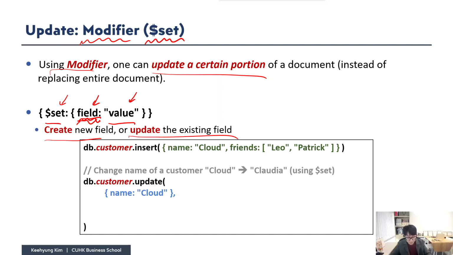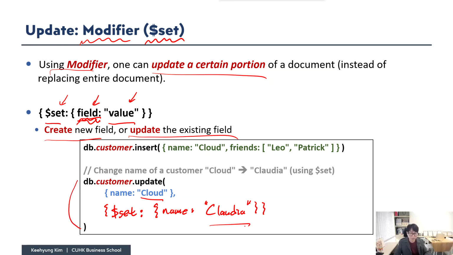So in this case, if you simply want to change Cloud into Claudia, then you can use a set operator like this. You can use the set operator, and you can say that name, I want to change into Claudia, like this. Then it will work. Just using this one query, you are able to update information stored in a field. So this is the most preferred approach if you just want to update a certain value inside a document from your collection.